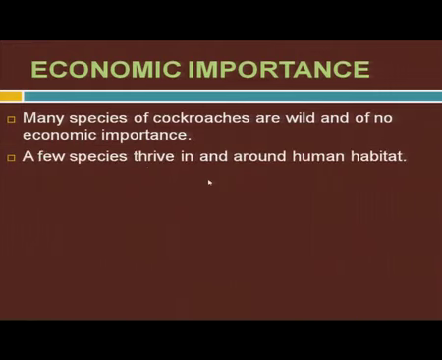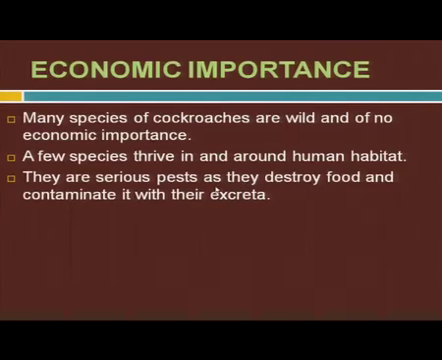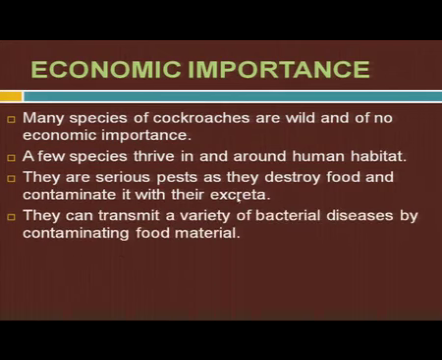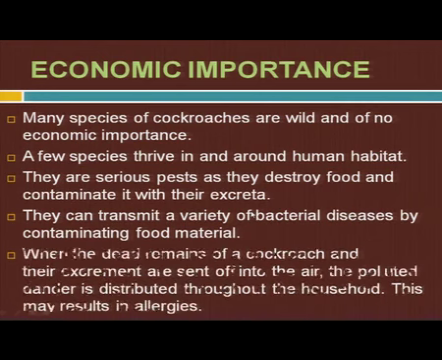A few species thrive in and around the human habitat. We know that it is found everywhere, in the kitchens, in the garbage, in the sewage, and in the canteens. Wherever there is food or rotten food, they will be present. They are serious pests because they destroy the food and contaminate it with their excreta. And when they do so, they can transmit a variety of bacterial diseases by contaminating the food material. They may cause food poisoning.